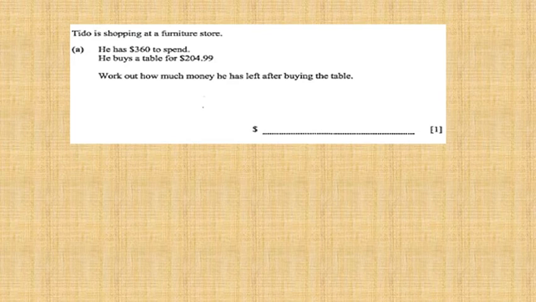So it's a very easy question. You're just going to subtract 360 minus 204.99. And to be able to do that, you have to put the point and 00 to just make it easier for yourself to solve this question. So I have to make it like that.